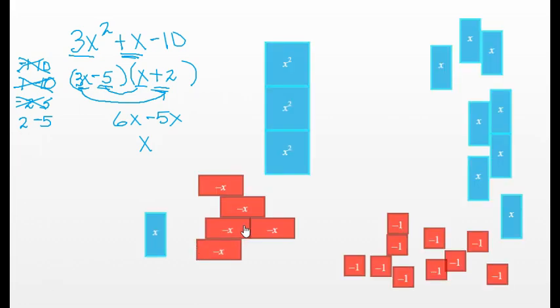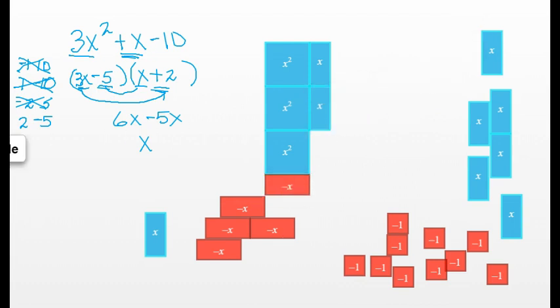And using the algebra tiles, I know that I have to have 3 x squares. And I also have to have positive x's on one side and negative x's on the other side in order to get these 10 negative 1 units. So I can add one of each and see what happens.